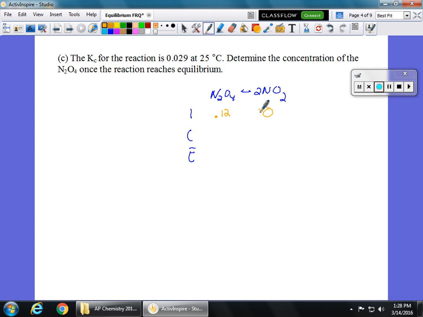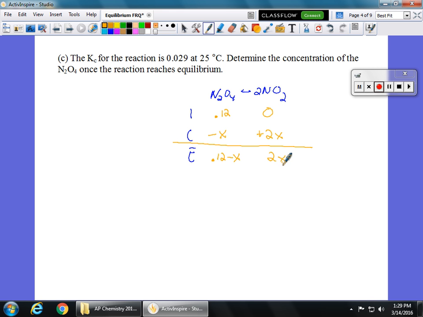So let's talk about what's going to happen. If there's all reactant and no product, we are going to go to equilibrium, shifting to the right, which means the N2O4 is going to go down. It's going to decrease by some quantity, which we can call X, which means that the NO2 is going to increase by 2X. So finally, at equilibrium, the last part of our ICE, that would leave us with 0.12 minus X for the concentration of the N2O4 and 2X for the concentration of the NO2.